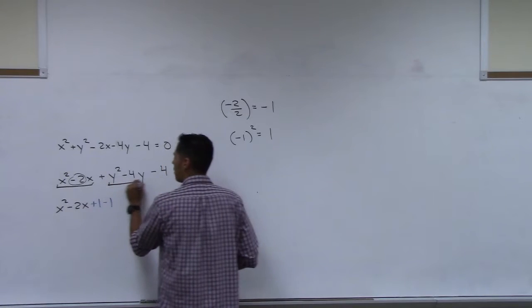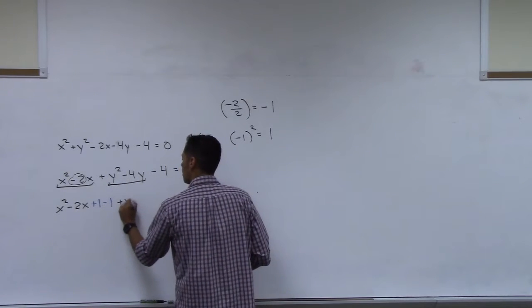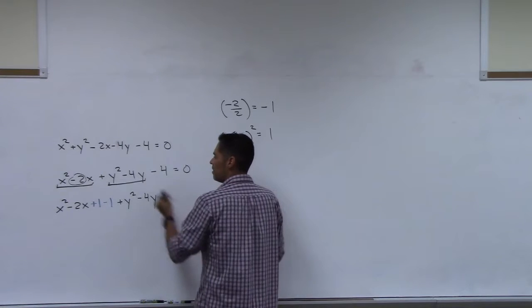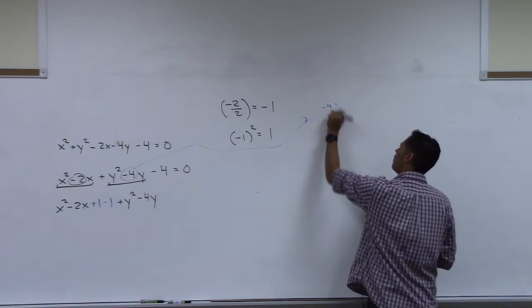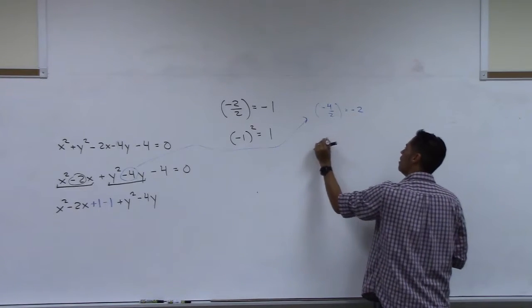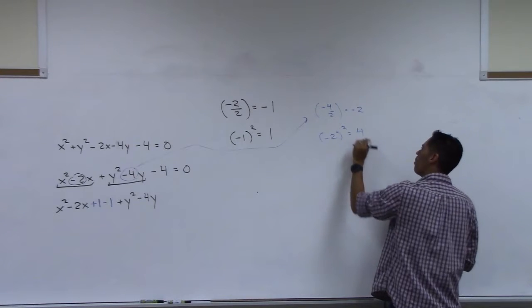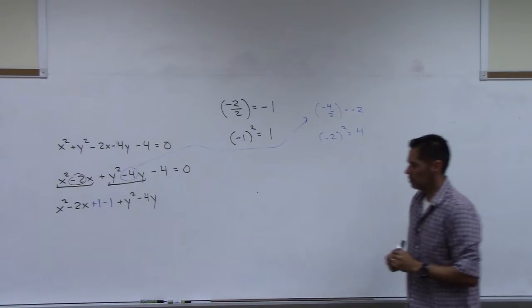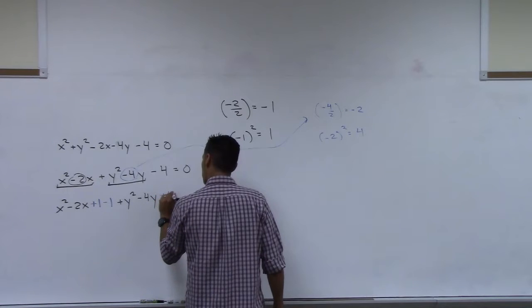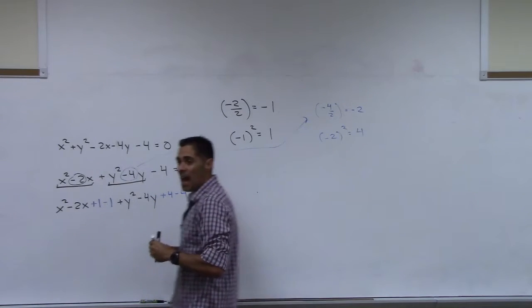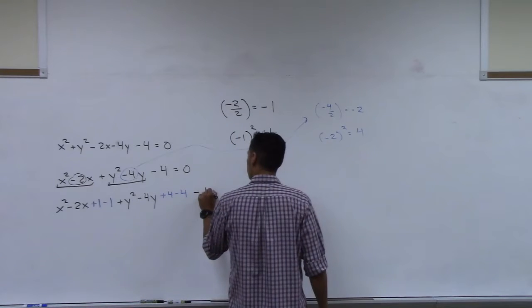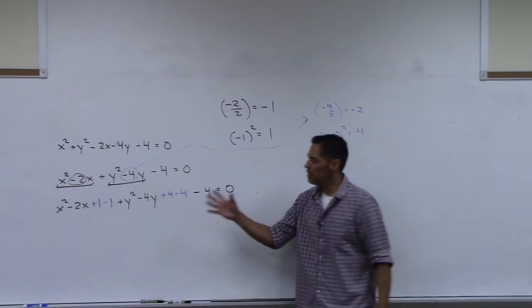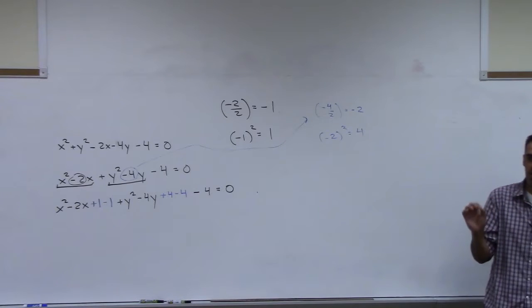And now I need to do the same thing for the y's. So plus y squared minus 4y. I'm going to take the -4, take half of it, which is -2, and square that, which is 4. So I'm going to add and subtract 4. You always add then subtract. You never subtract then add. Always add then subtract. And I still have -4 there. So the blue is the part that I'm introducing. That's my hidden zeros.